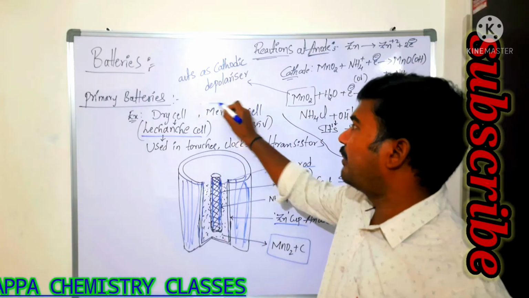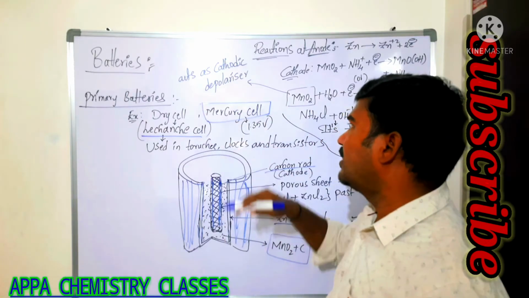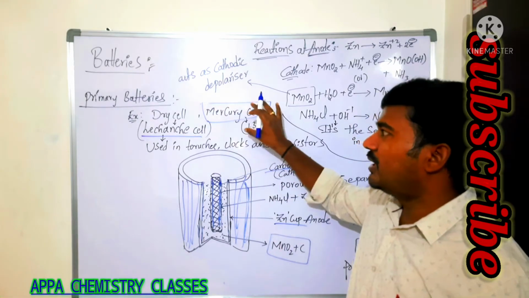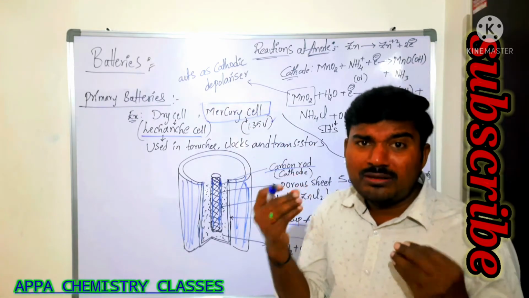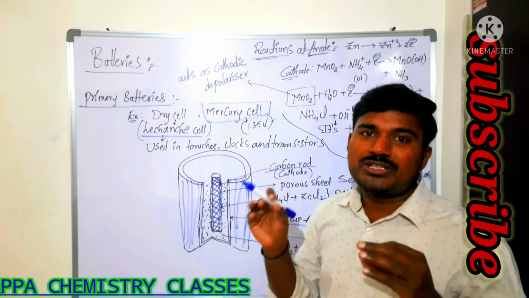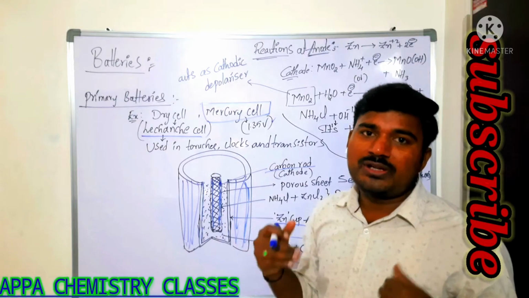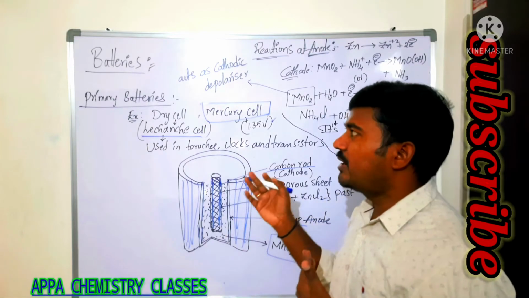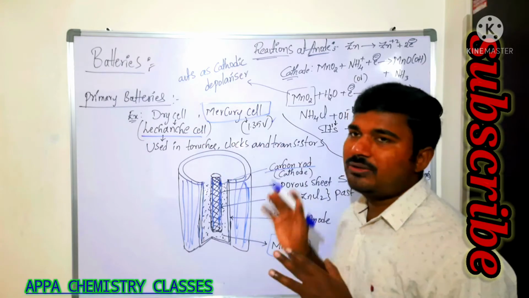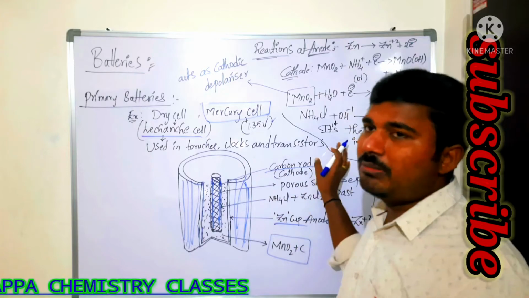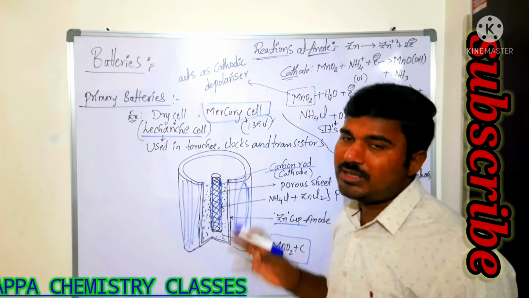And one more primary battery example is the mercury cell, whose potential is 1.35 volts. Just remember, from the board exam point of view, what is meant by a primary battery: the batteries which are used only once. After using those batteries, they become dead. And what are the examples of primary batteries? Dry cell and mercury cell. That's it. For the objective point of view, you have to remember this explanation of the dry cell also.